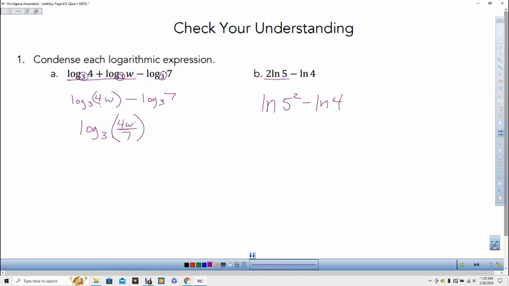Now we can combine these two, and since we're subtracting, it's going to be division, and it's going to be 5 squared over 4. You could rewrite that as 25/4 if you wanted to, but I would leave it just like this.